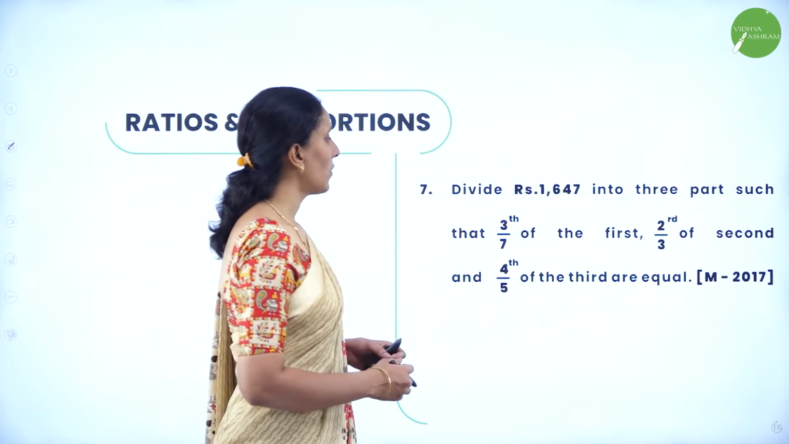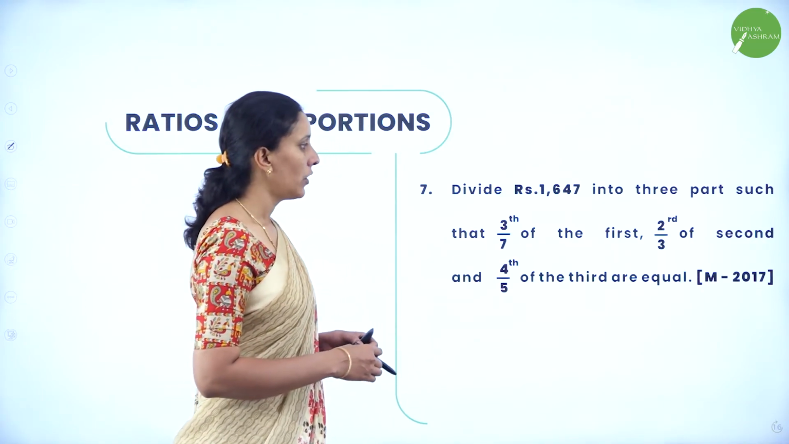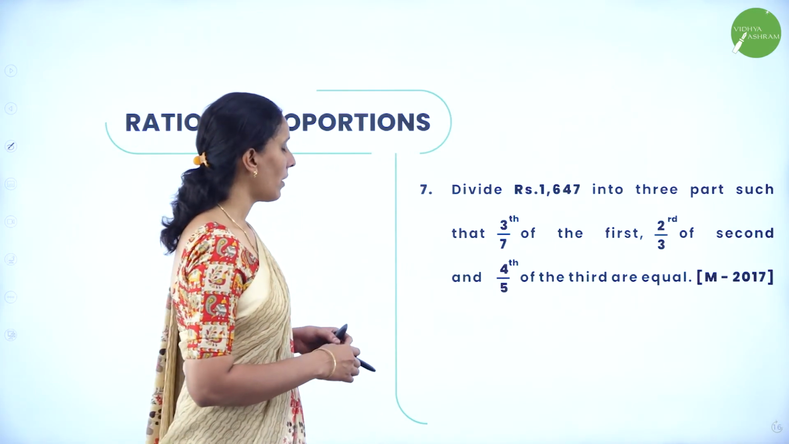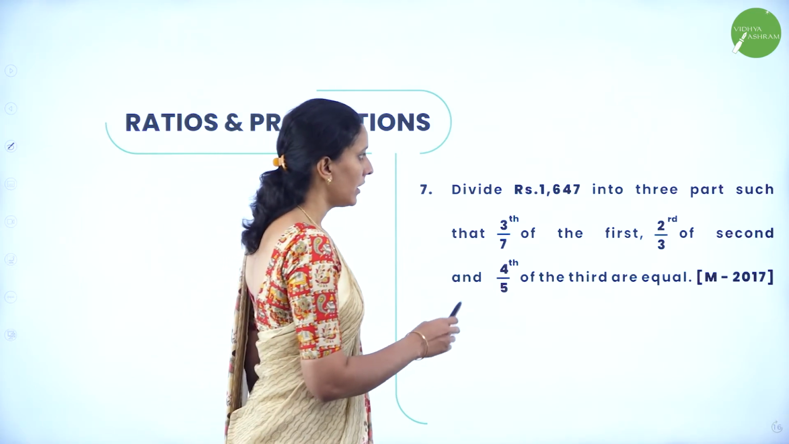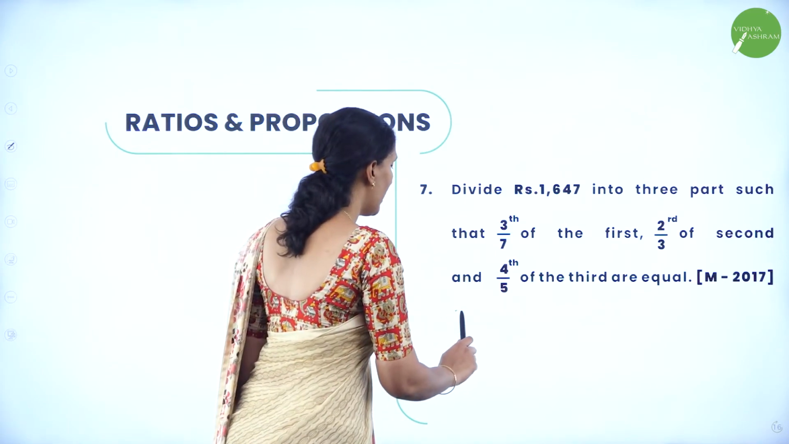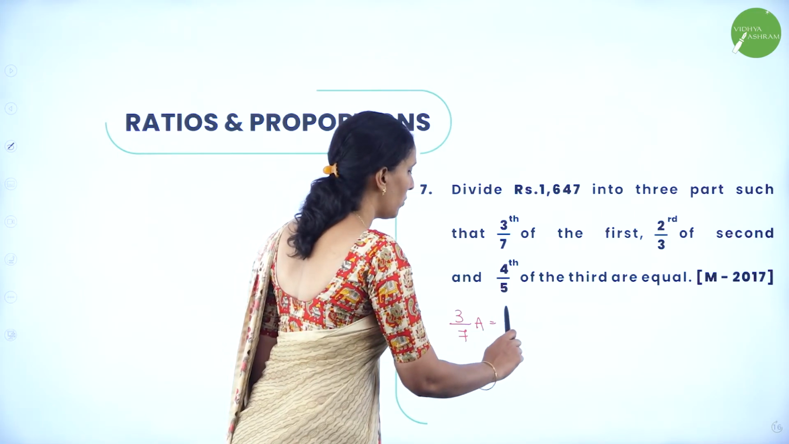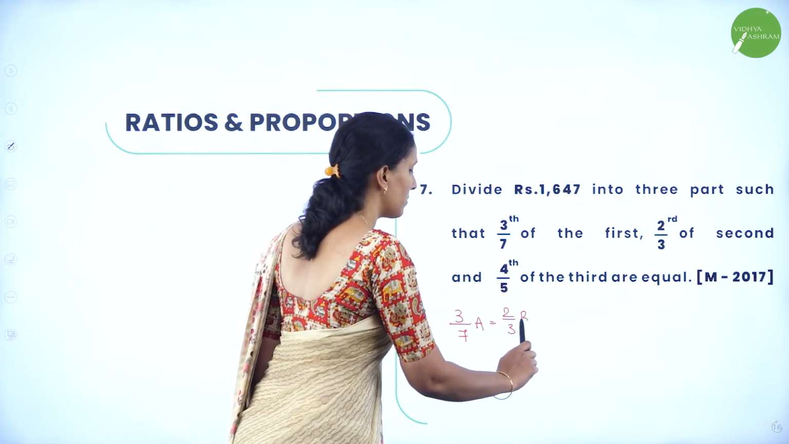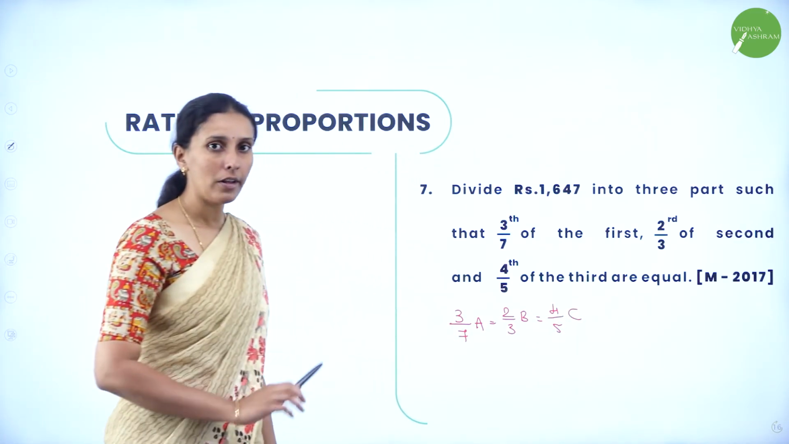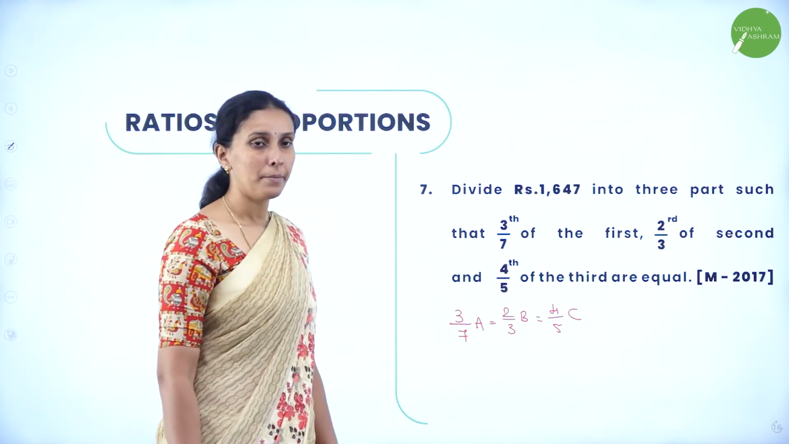Next, divide rupees 1647 into 3 parts such that 3/7 of the first, 2/3 of the second and 4/5 of the third are equal. So from the data we can clearly see that there are 3 parts into which the amount is divided. They have given that 3/7 of the first part, which I'll take as A, is equal to 2/3 of the second part, let me take it as B, which is equal to 4/5 of the third part, C, and they are all equal. So using this condition, let us find the values of A, B and C.